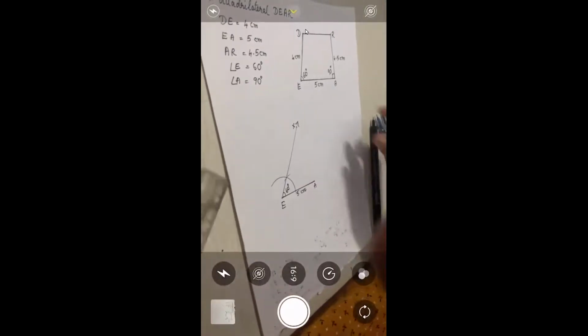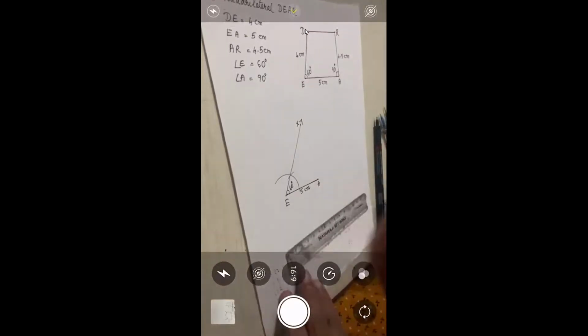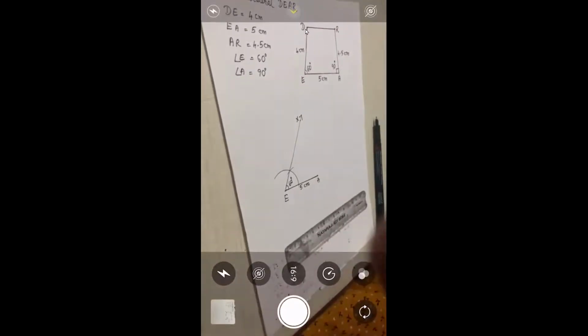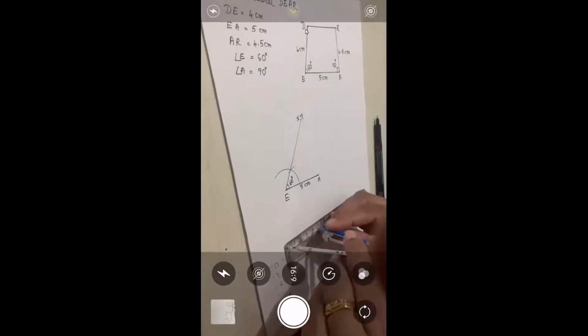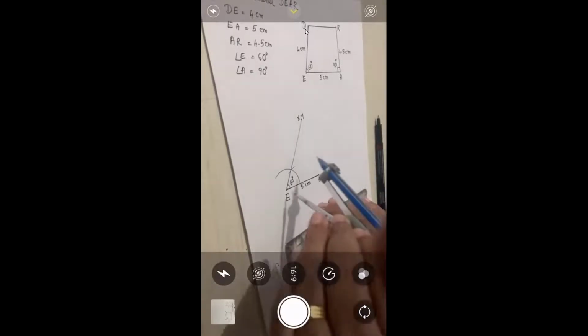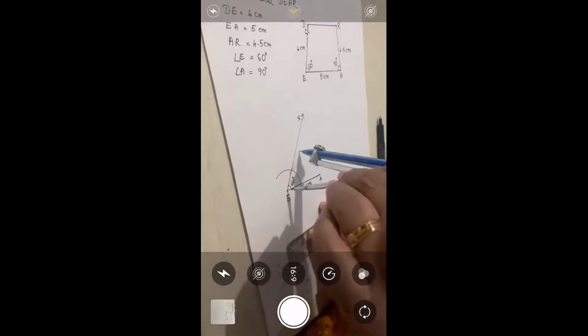Now we know the length of DE. DE is of length of 4 cm. So we will measure radius 4 cm on the compass, 0 to 4, with E as center and the radius 4 cm. Draw an arc.